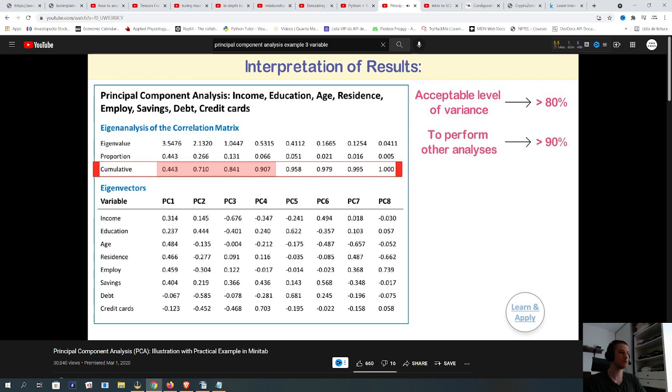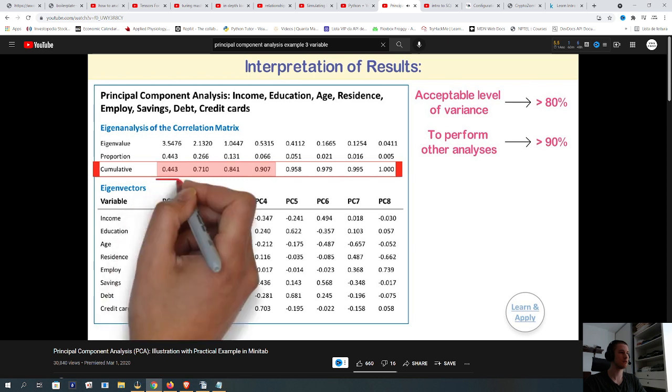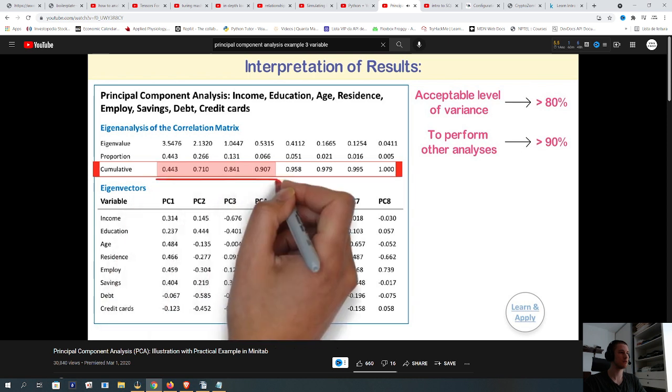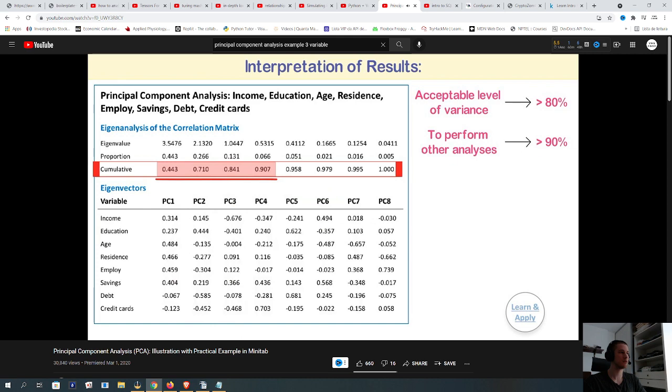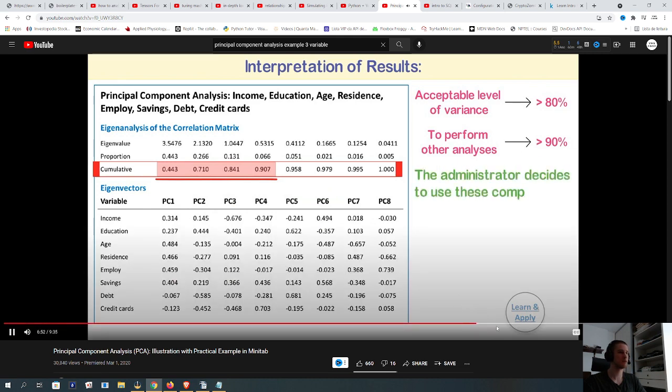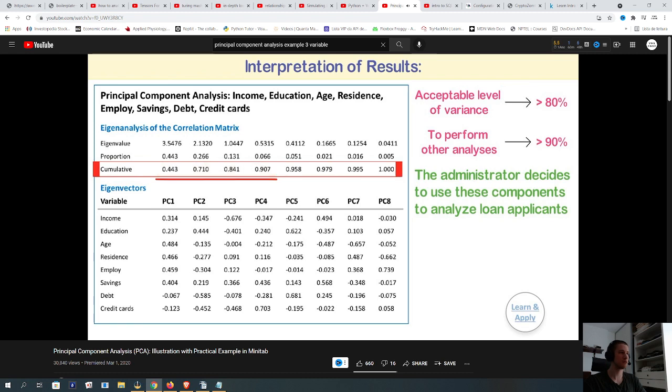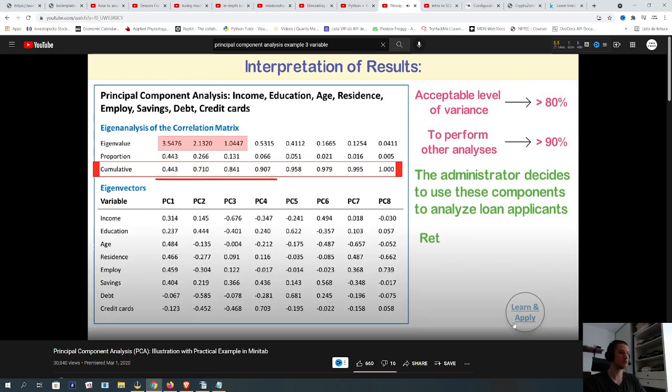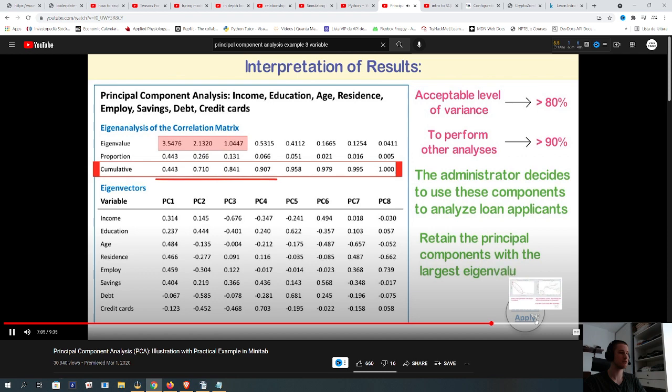This is the case in our example. The first four principal components explain 90.17% of the variation in the data. Therefore, the administrator decides to use these components to analyze the loan applicants. You can also use the size of the eigenvalue to determine the number of principal components. Retain the principal components with an eigenvalue greater than 1.